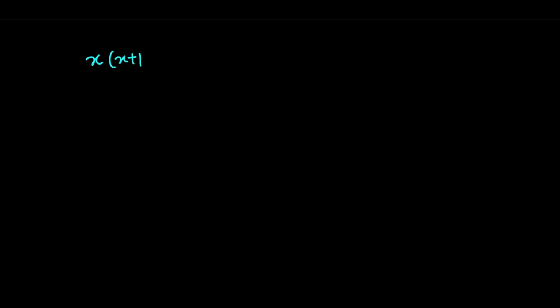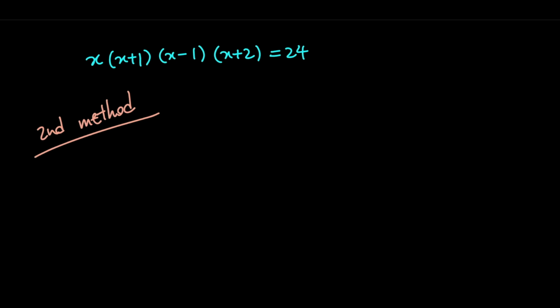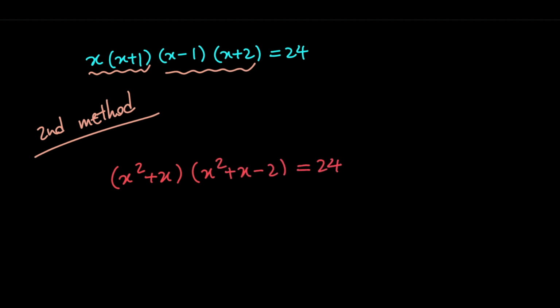But before we do that, let me rewrite the equation. We have x times (x plus 1) times (x minus 1) times (x plus 2) equals 24. And we're going to use the second method to solve for x. So in the second method, I'm going to go ahead and multiply these two and these two again. So we're going to have (x squared plus x) times (x squared plus x minus 2) equals 24.